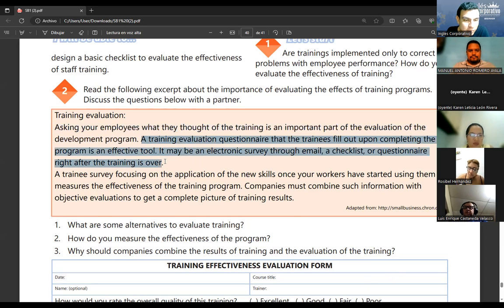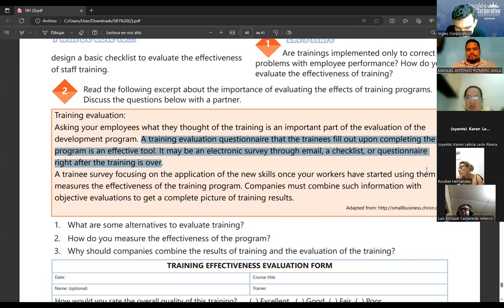A training. How about Ms. Concepcion, please? Can you help us to read those three lines? Training without open comparing the program is an effective tool. It may be an electronic survey through email, a checklist, or questionnaire right after the training is over. Training is over. Very good.